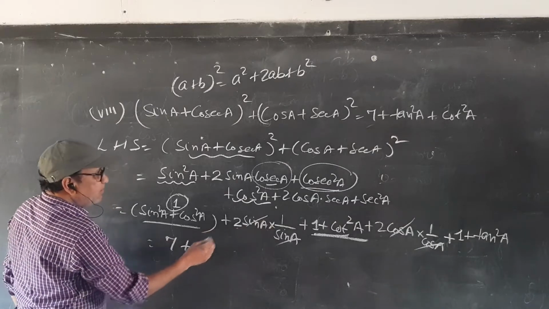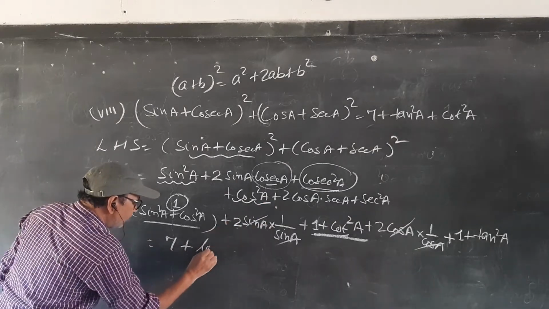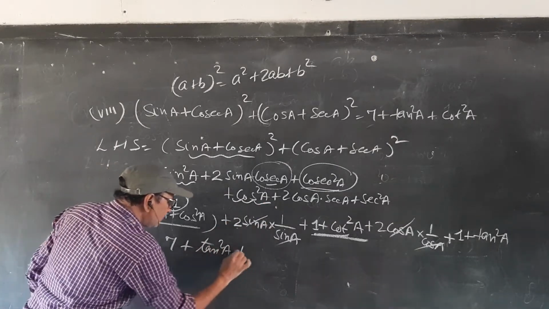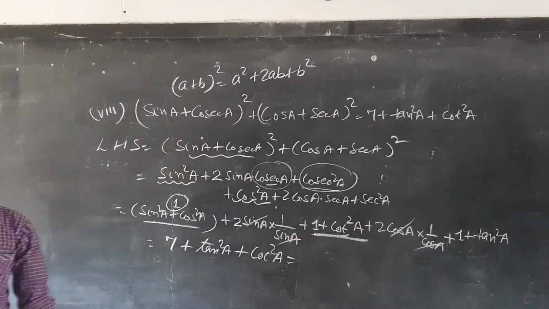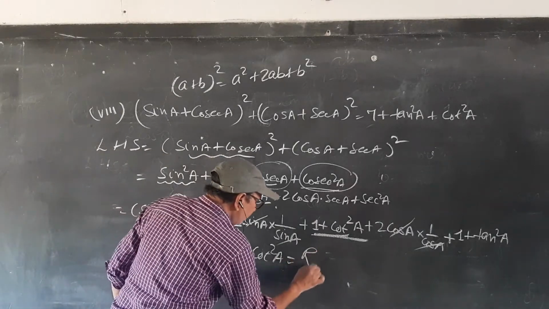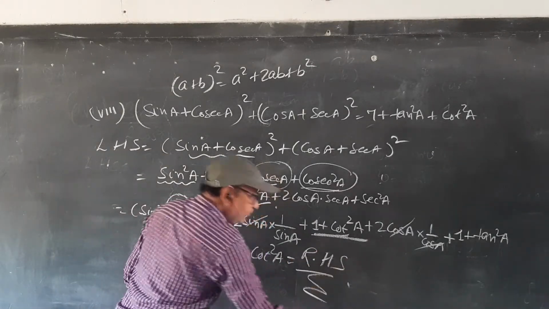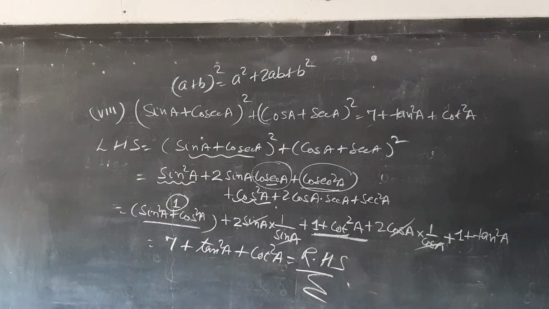Now what is remaining here? tan square a plus cot square a. tan square a plus cot square a, and it's our RHS. Hence proved. Yes, no.